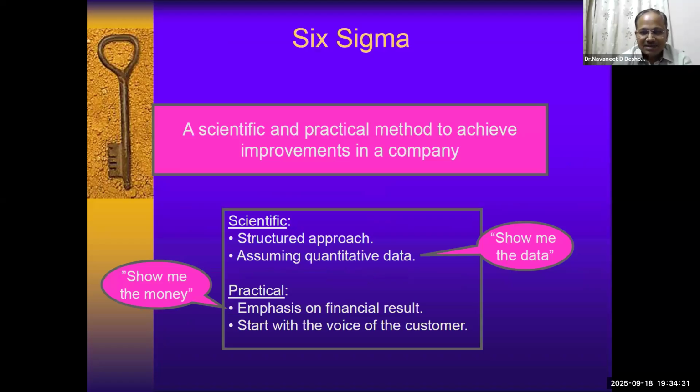Again, it is a scientific and practical method to achieve improvements in a company. It is a structured approach, and it assumes quantitative data. It has to see some verifiable quantitative data to measure. The practical implications could be an emphasis on financial results. Somewhere down the line, it should reflect in the profit and loss account and balance sheet, and should start with the voice of the customer. It means people have to authenticate that there has been a significant improvement in the quality.